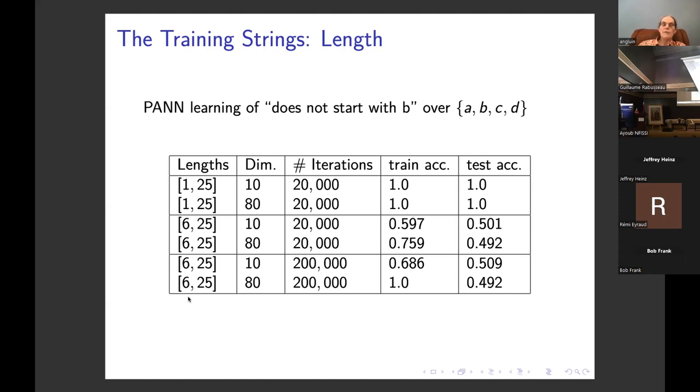Well, what if we crank the number of iterations up by a factor of 10 to 200,000, but still withhold the short strings, the strings of length 1 through 5? Well, we improve the training accuracy in both cases. In fact, the training accuracy for dimension 80 goes all the way up to 100%. It's learned the labels of the training sample perfectly, but the performance on the test sample, that is strings of length 26 through 50, still remains at chance.